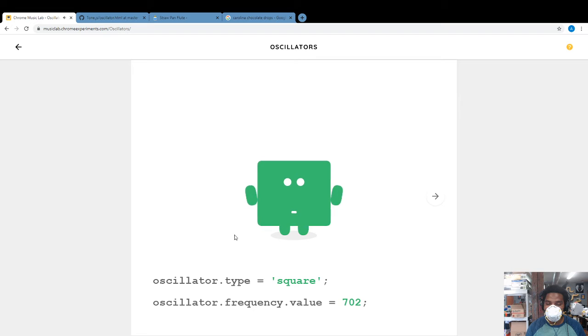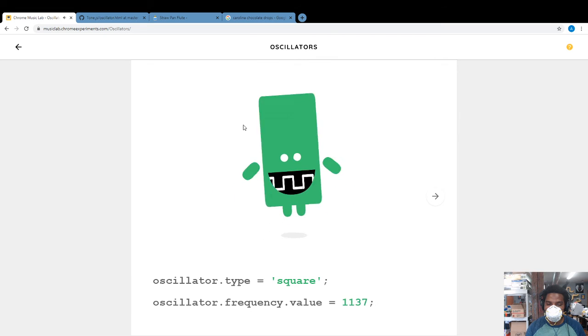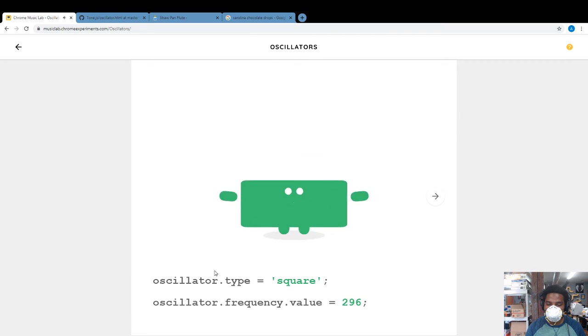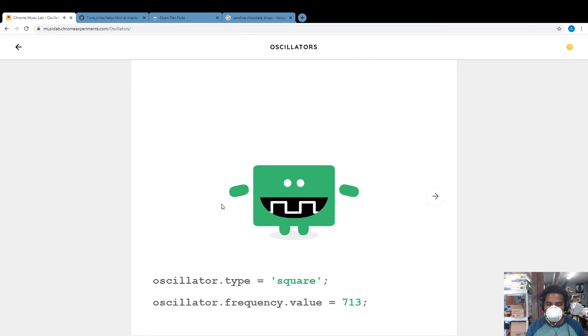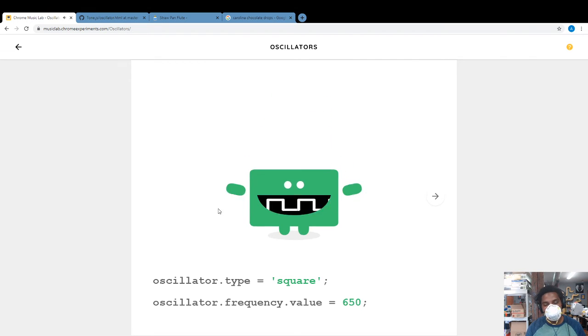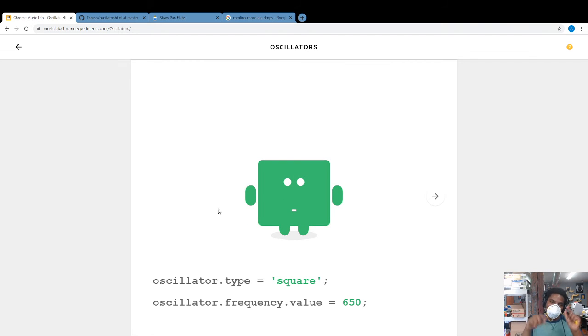Interesting, right? So if you look in his mouth, that's what an oscillator does. It takes a shape and repeats it over and over and over again. And depending how fast or how slow you go, it produces a certain type of sound.